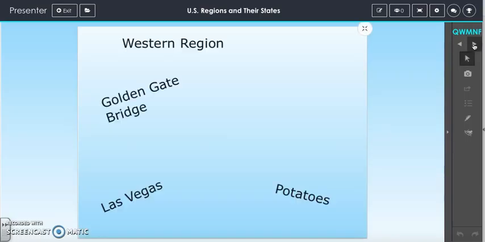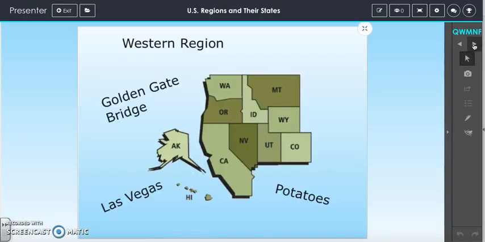Here you will find 11 states. The climate, that is something you're going to have to talk about, varies in this region. Climate is the weather. It varies in this region because, like I said, you have Alaska and Hawaii. Alaska we know is cold and snowy. Hawaii we know is very tropical. So the climate in this region varies greatly.